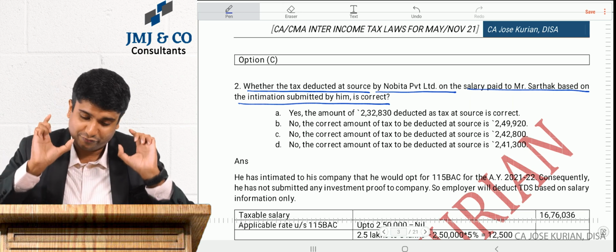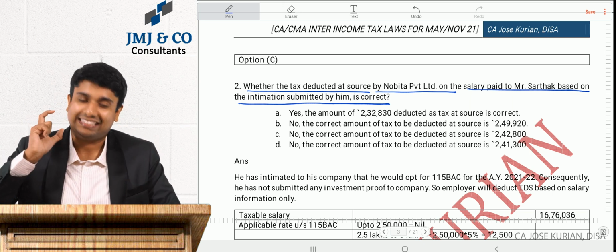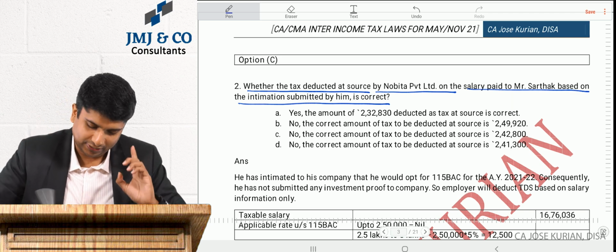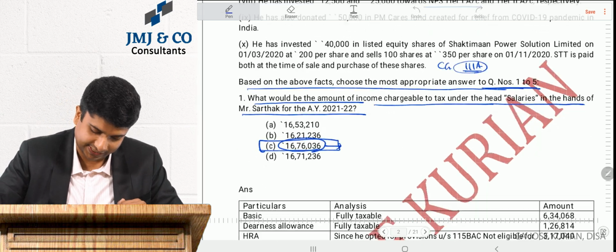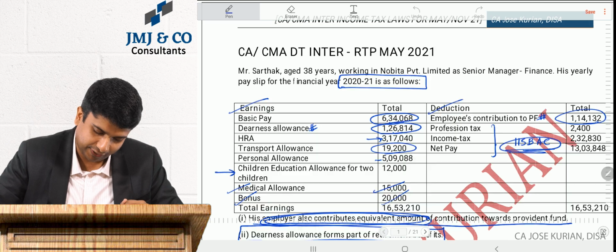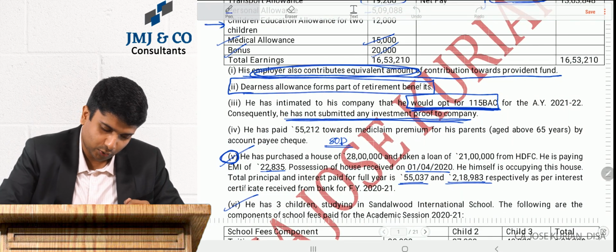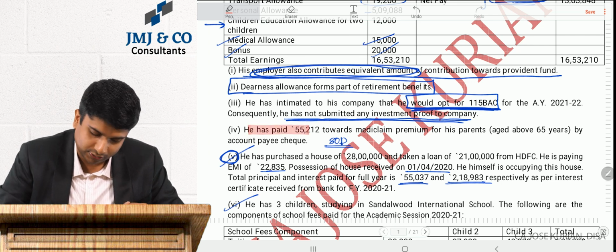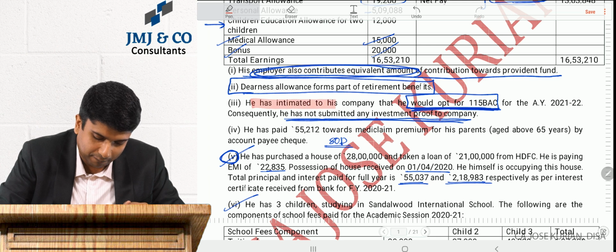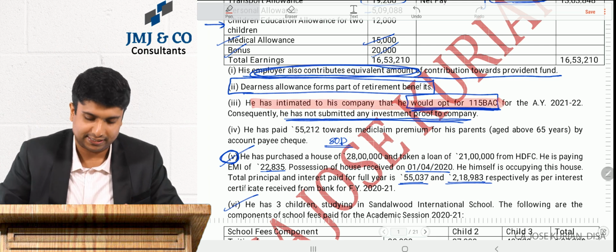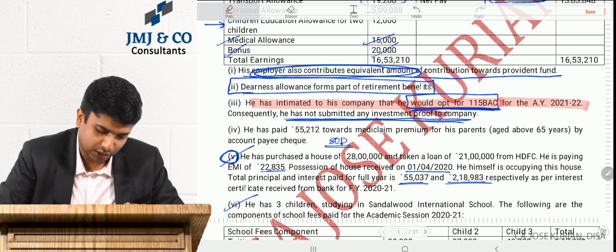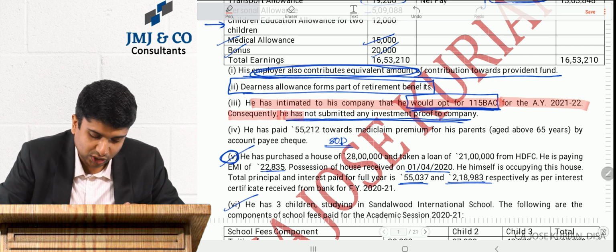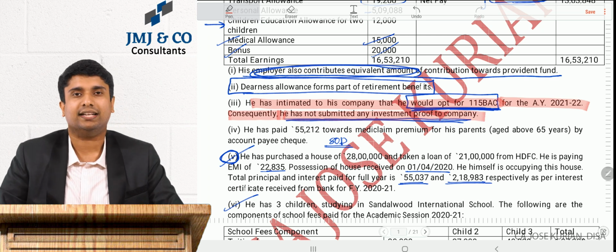Alright, so first of all we need to compute the taxable income. For that there is some information given in the question. I will point out that information. Please listen here. He has intimated to his company that he has opted for 115BAC for assessment year 21-22. Consequently, he has not submitted any investment proof to the company.